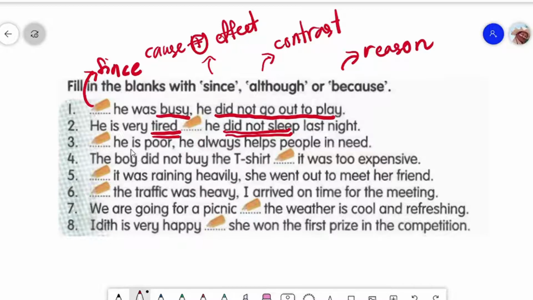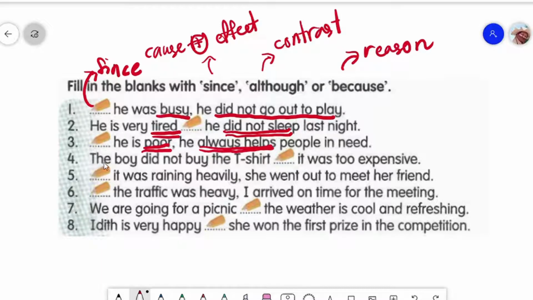Yes, too. Boleh juga. Okay, he is poor, miskin, always help people in need, sentiasa membantu orang yang memerlukan. Okay, these statements are contrasting, bercanggah satu sama lain. Biasanya kalau miskin, tak ada duit, susah nak bantu orang. But he always helps people. So, the answer should be, although he is poor, he always helps people in need.